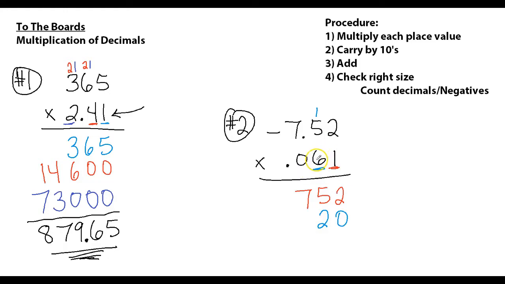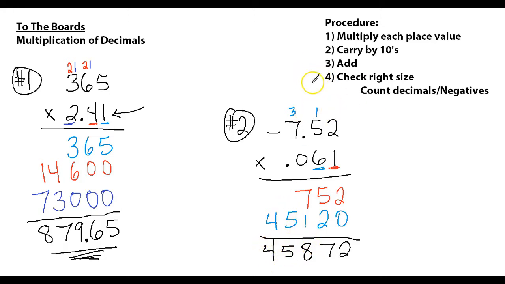Carry the 1. 6 times 5 is 30, plus 1 more is 31. Carry the 3. 6 times 7 is 42, plus 3 more is 45. Now we add these values together. I carry 2 plus 0 is 2, 5 plus 2 is 7, 7 plus 1 is 8, and then I've just got this 5 and 4 here.